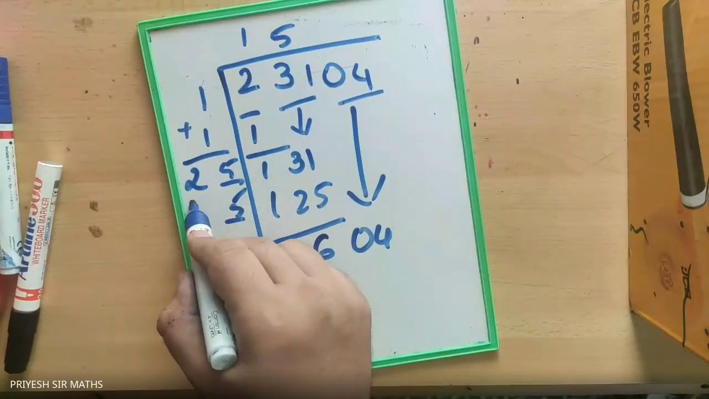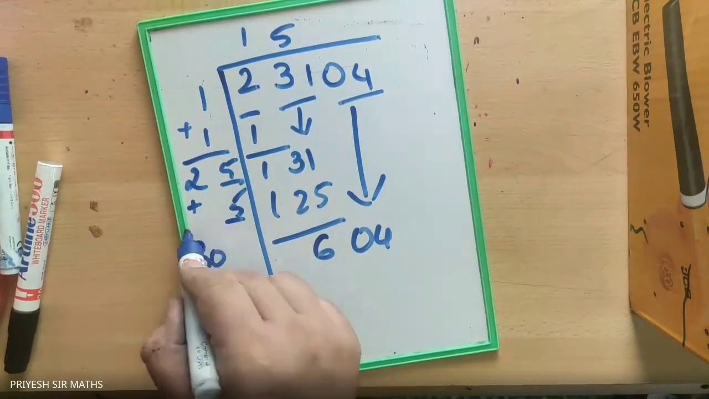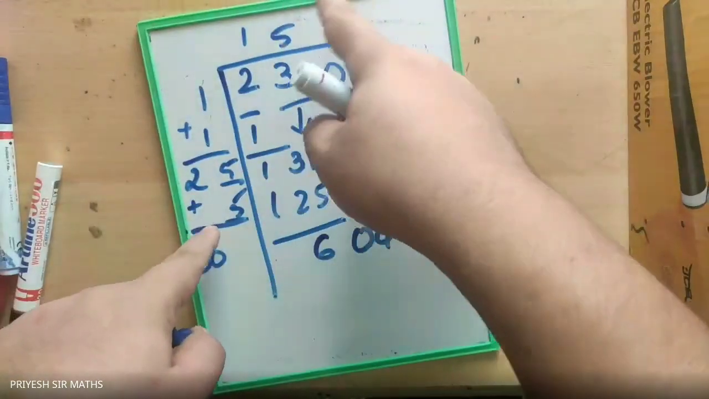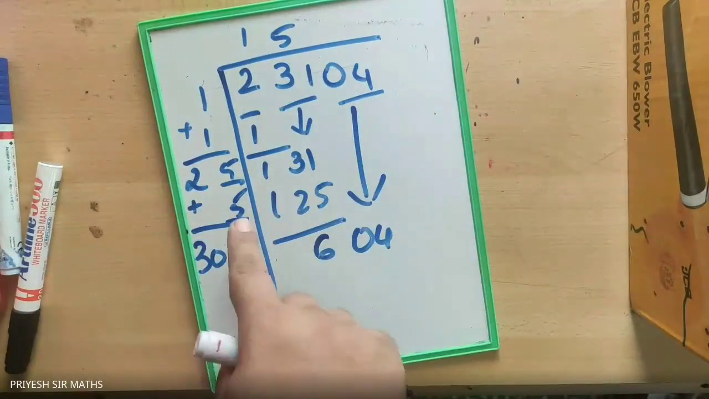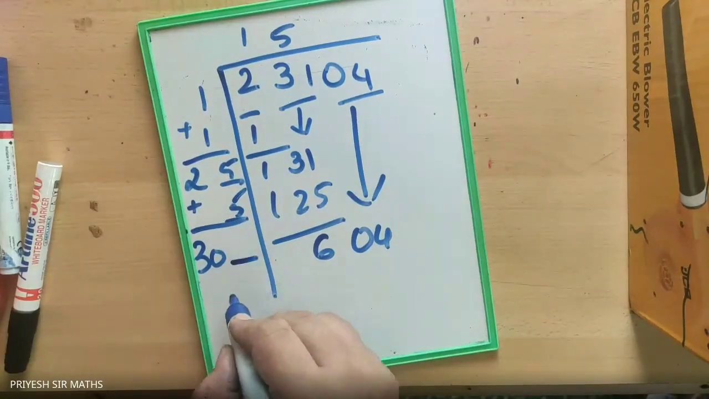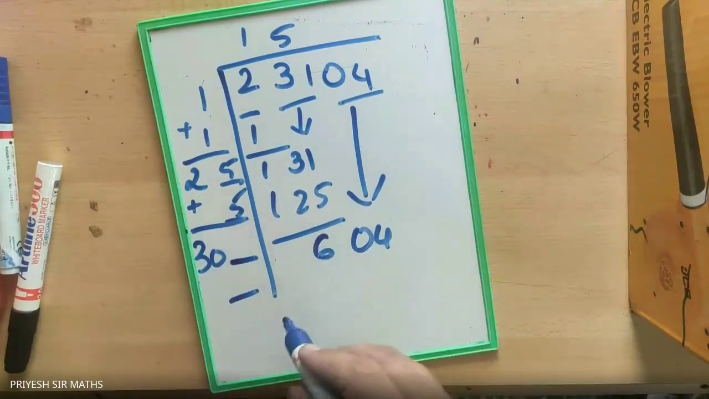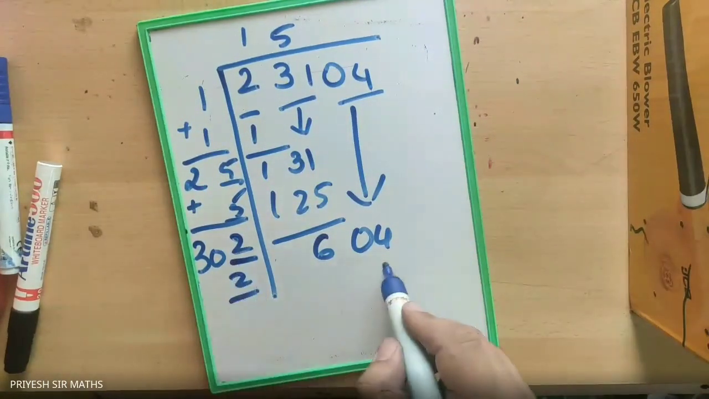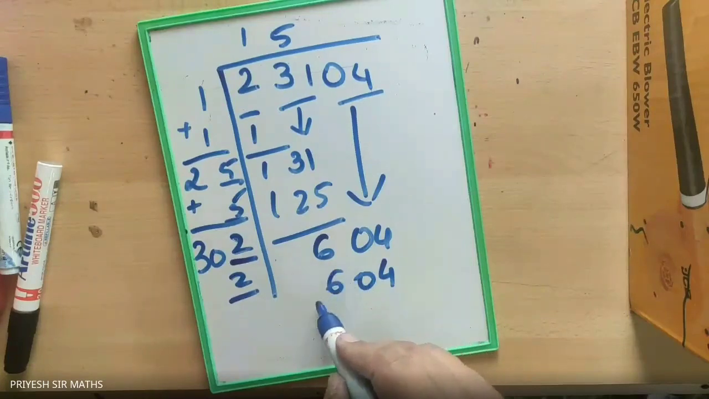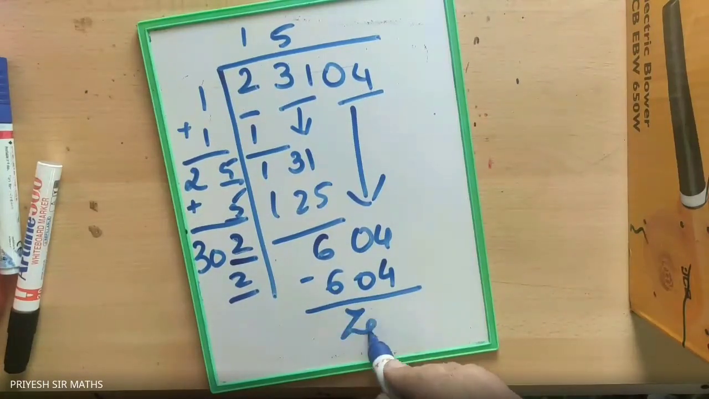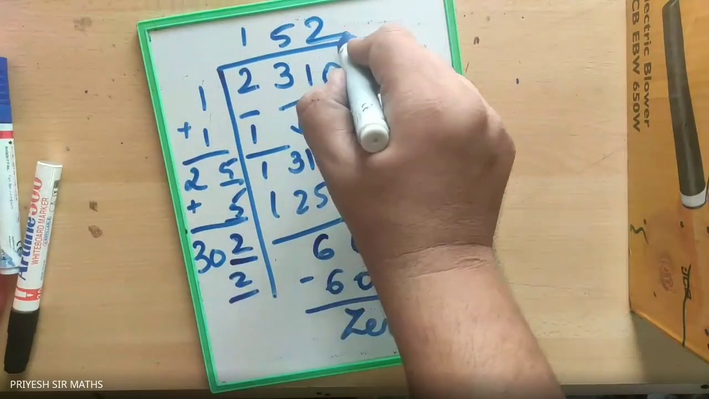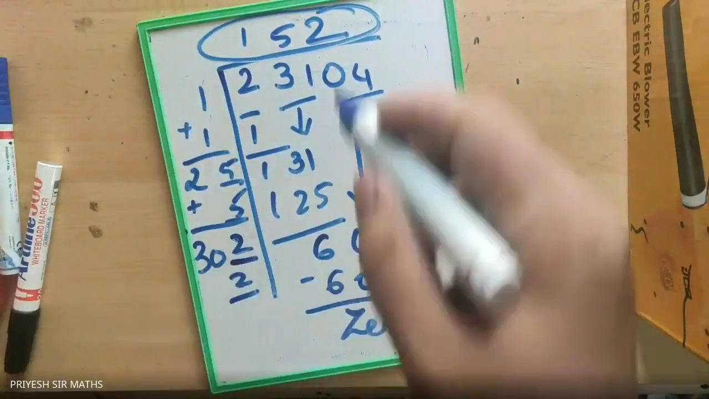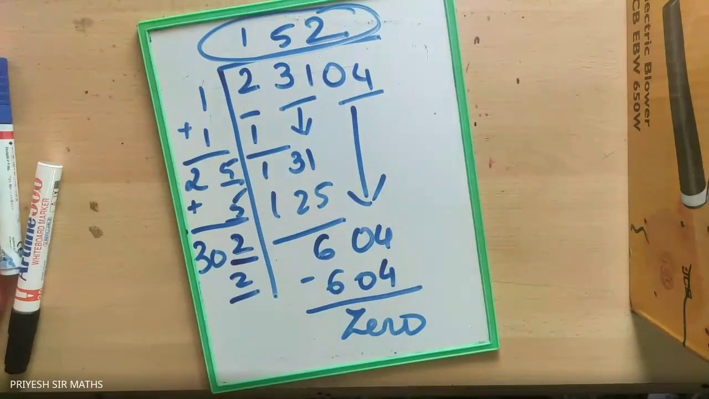So what happens? 25 plus 5 is 30. Don't forget to do addition over this side, okay? This side is addition, and on the top it is multiplication. 30. So what number should be multiplied over here to get 604? 2. Simple. So 302 into 2 is equal to 604. When you subtract, we get 0. This 2 you have to carry forward over here. So we have got the answer 152. Please note it down.